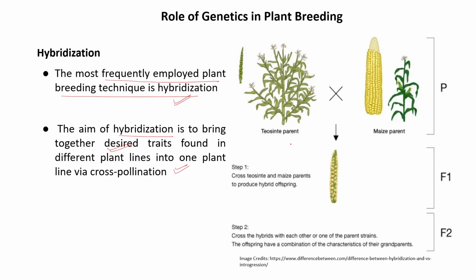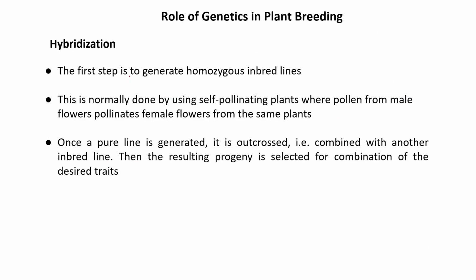So here we have taken one more example, that is the teosinte parent and the maize plant, two different species. Now cross the teosinte and the maize parent to produce hybrid offspring. Okay, so this is one of the hybridization techniques. In hybridization there are different steps.